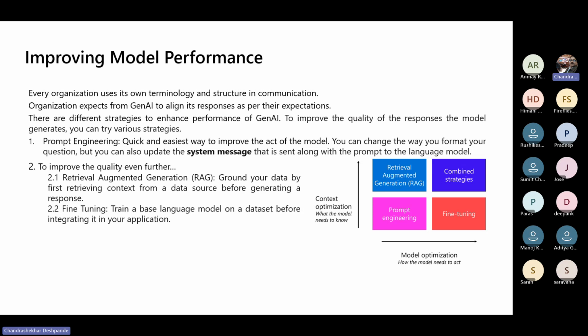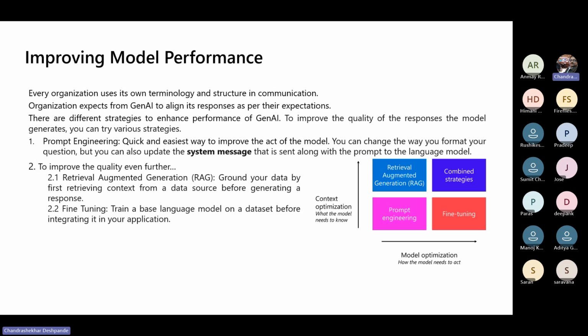Sorry, some data that increases the knowledge of the model can be sent along with the prompt. That is called RAG. So RAG actually augments the prompt with some additional knowledge. And when that prompt goes there, that model uses that knowledge to create a response as per the prompt.